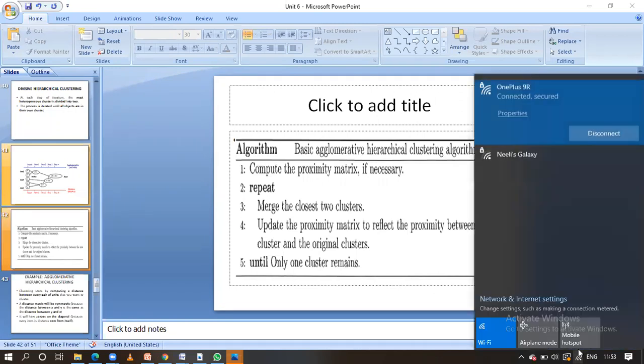Write down this algorithm also. In the exam sometimes they will ask this one also, guys. Explain the algorithm related to the agglomerative hierarchical cluster.